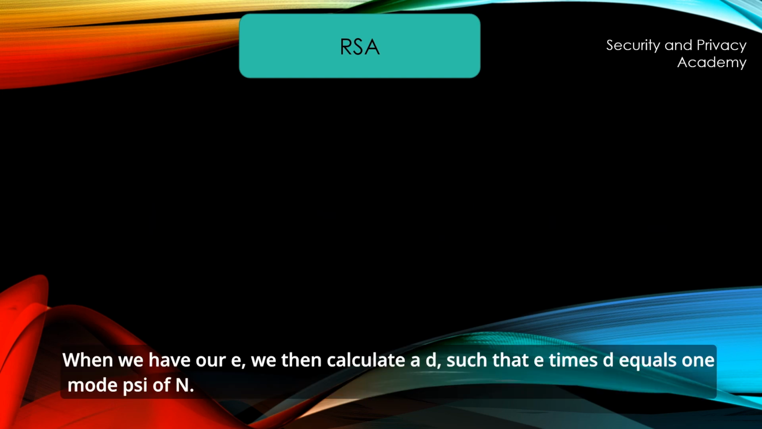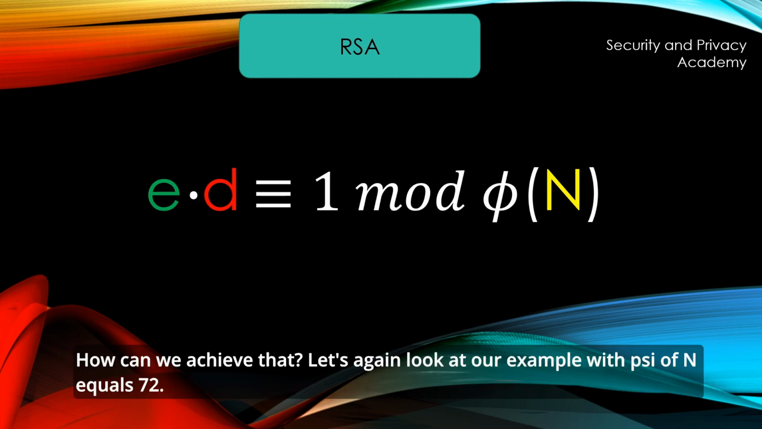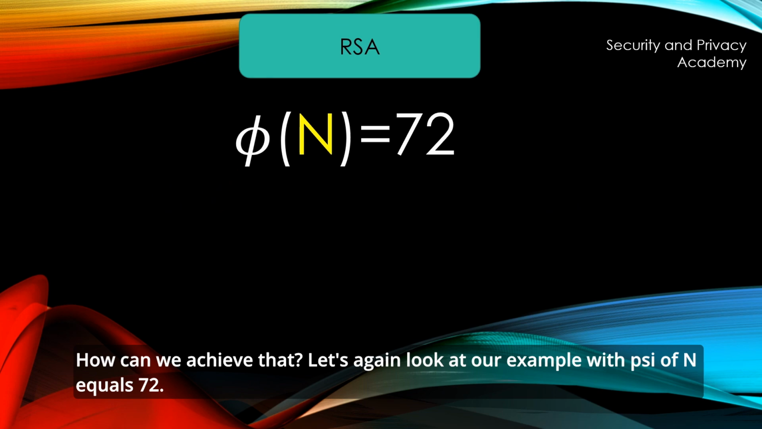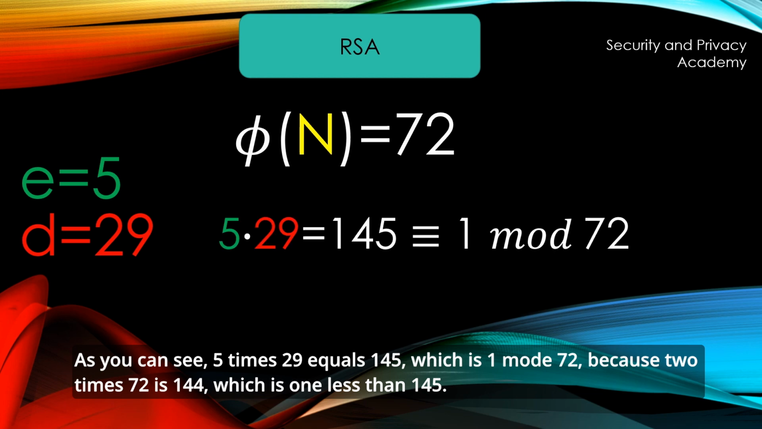When we have our e, we then calculate a d such that e times d equals 1 mod psi of n. How can we achieve that? Let's again look at our example with psi of n equals 72. If we choose an e equals 5, we can try all numbers until we reach a d equals 29. As you can see, 5 times 29 equals 145, which is 1 mod 72, because 2 times 72 is 144, which is 1 less than 145.